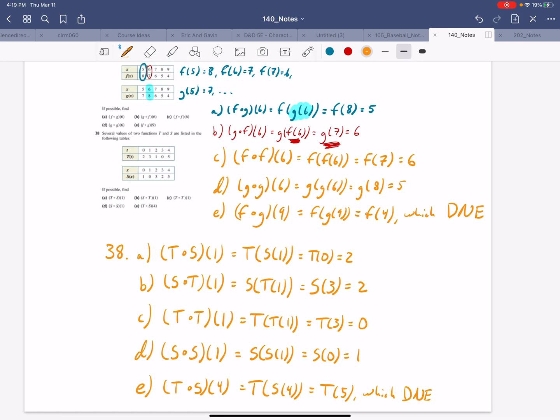Okay. So there you have it. Some function composition, right? Should be quick and painless, but conceptually it can be a lot to take in. So be careful with this stuff. Thanks for watching.